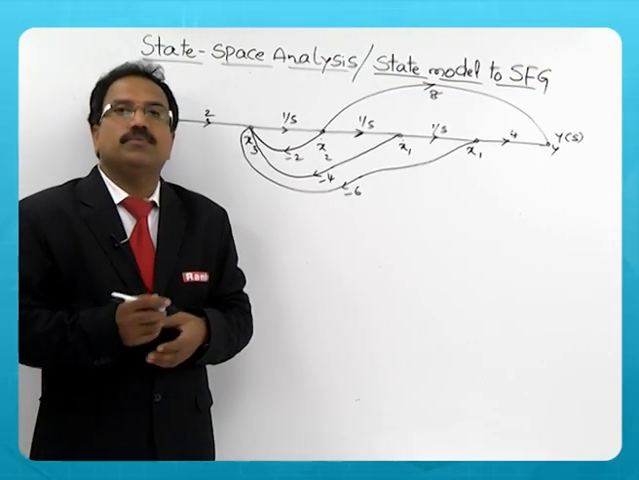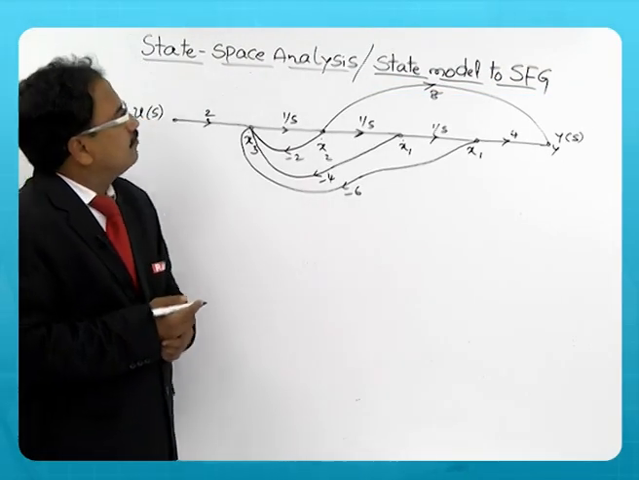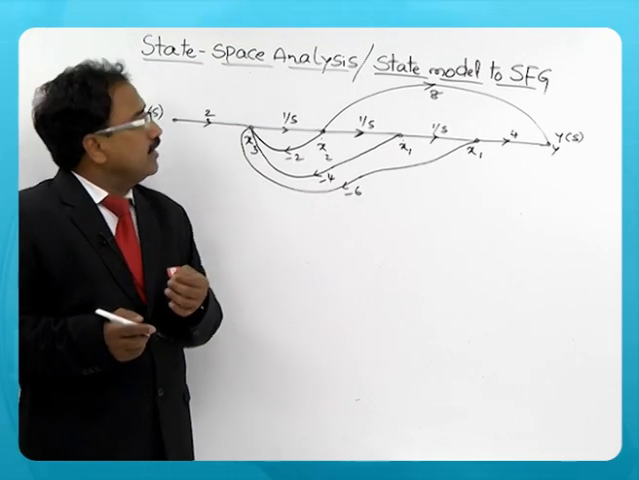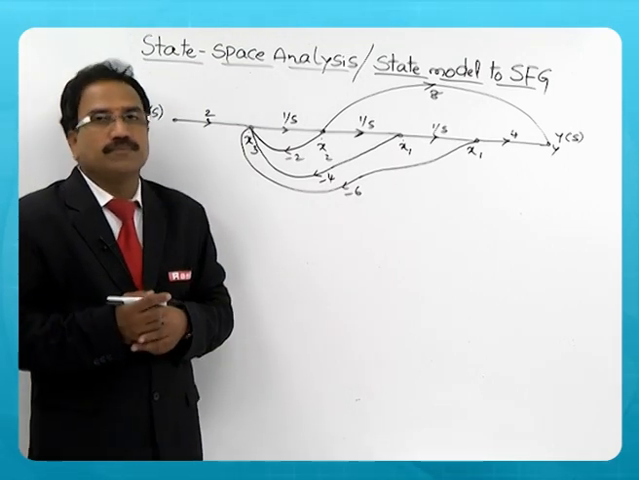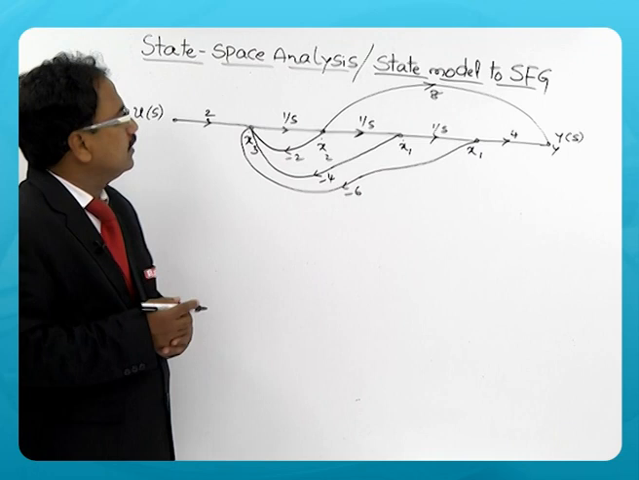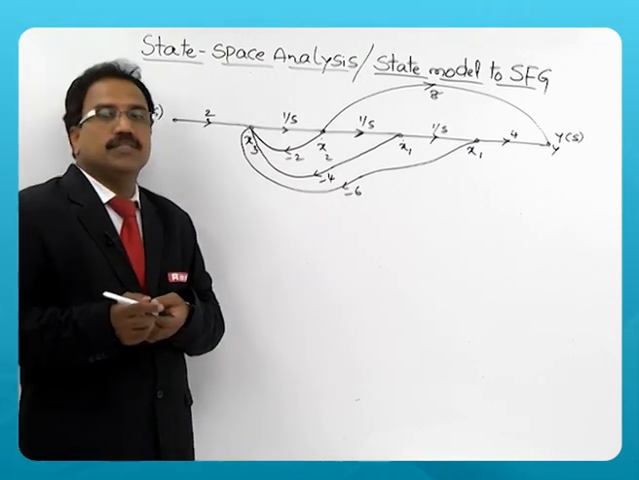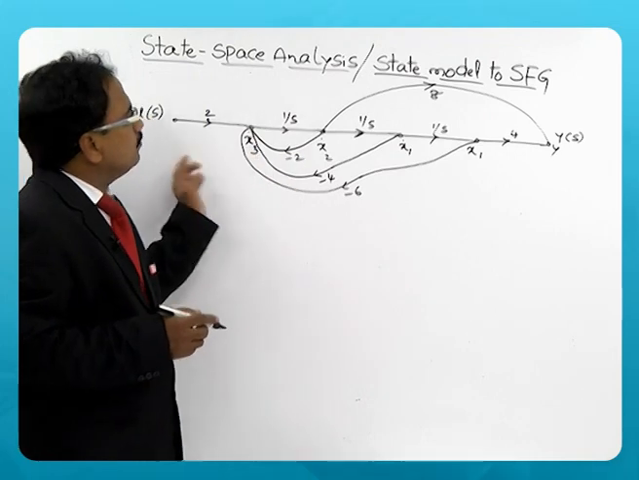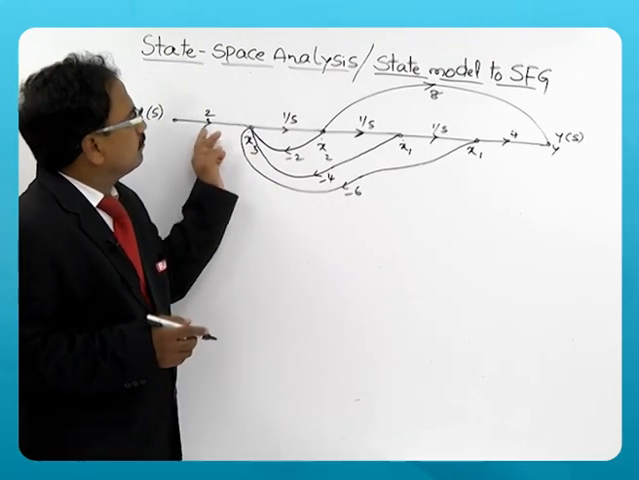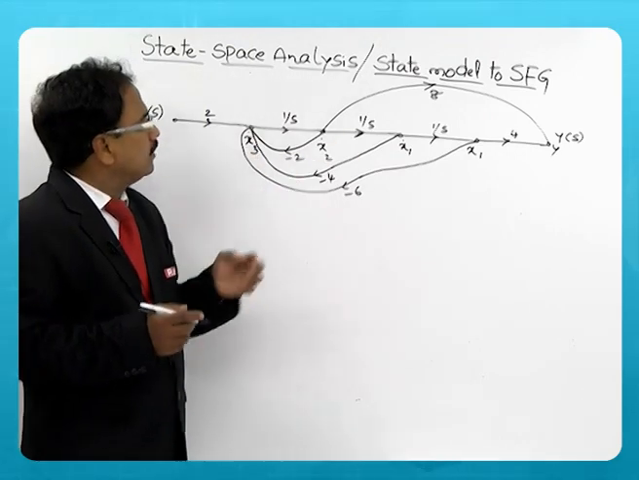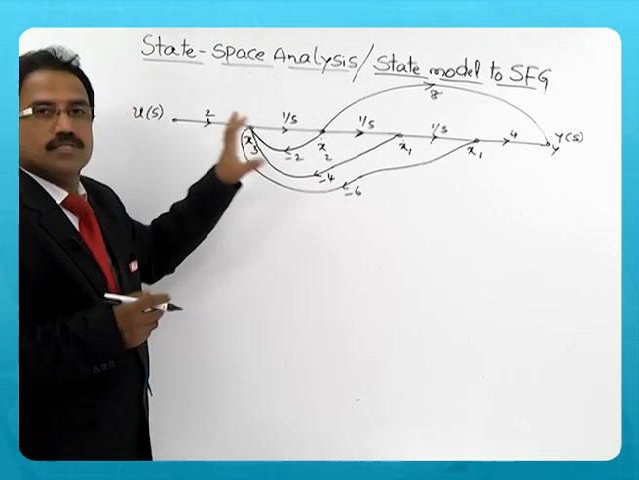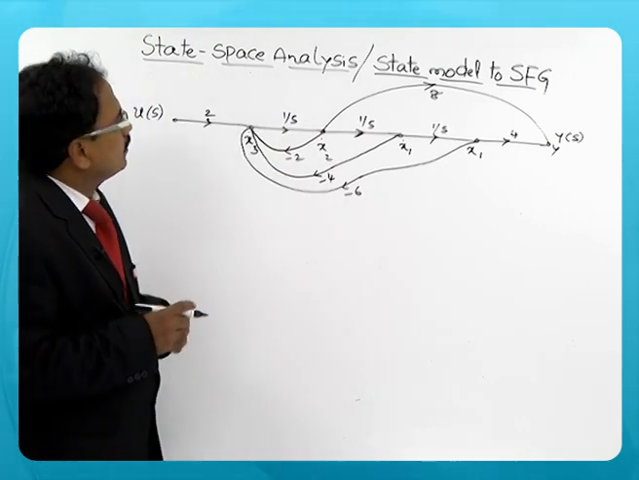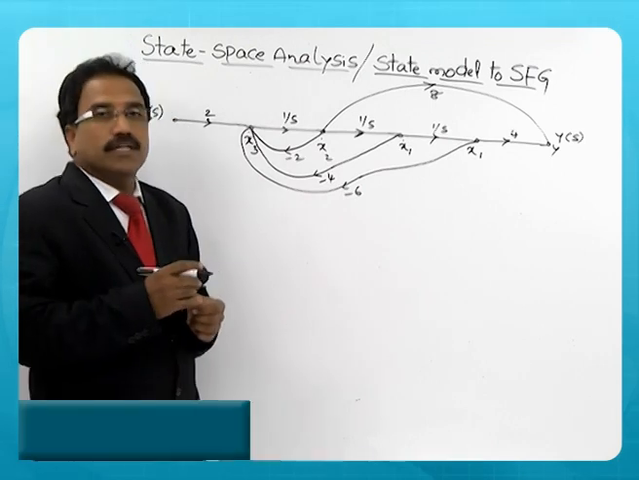Now, how to obtain the state model when the system is described by a signal flow graph? Signal flow graph is a graphical representation of the system. So this actually connects input and output, and there are various forward paths and feedback paths. So this is called a signal flow graph. Now, how to get a state model?